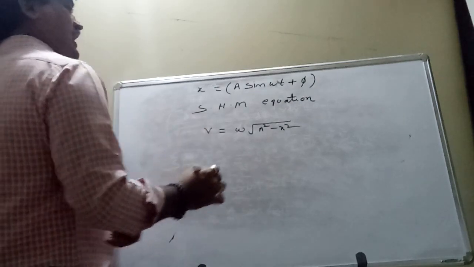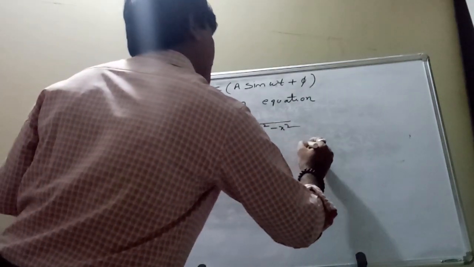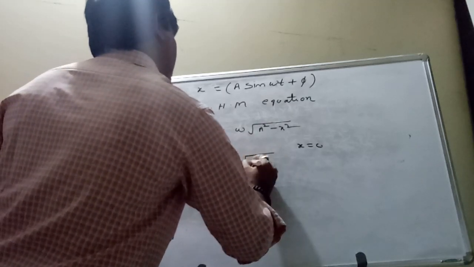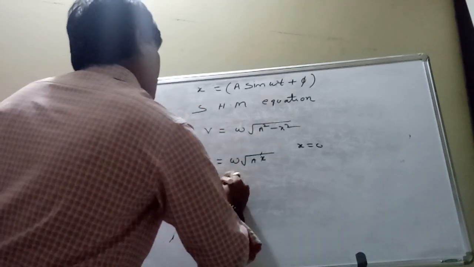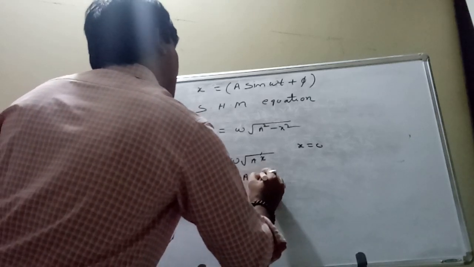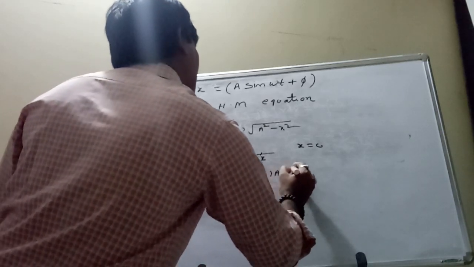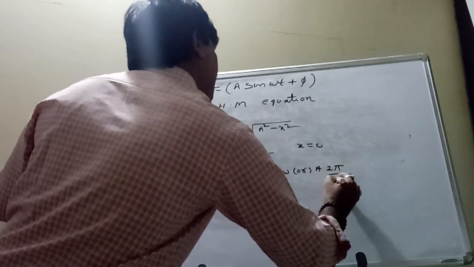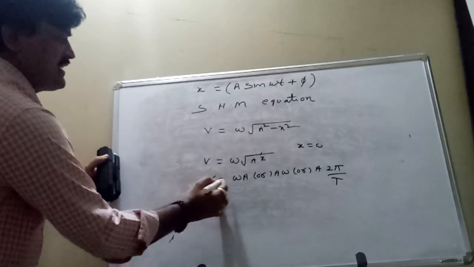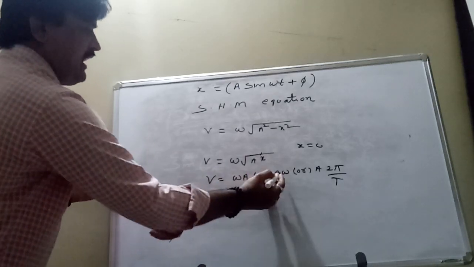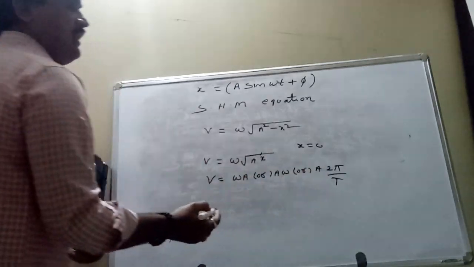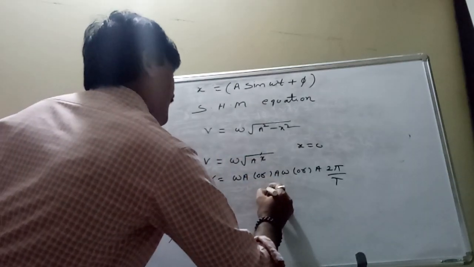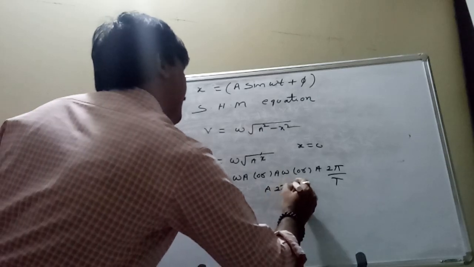This is the velocity at the mean position. At x = 0, velocity v = ω√(a²), so v = ωa, or aω, or a into 2π by T, which is a into 2πf.